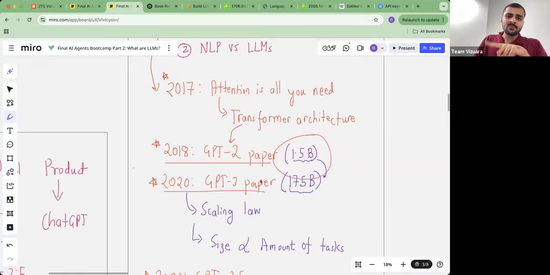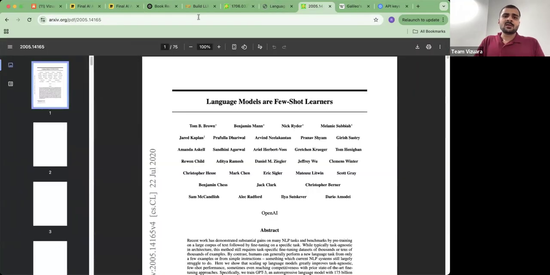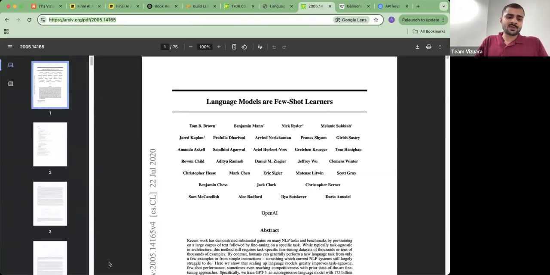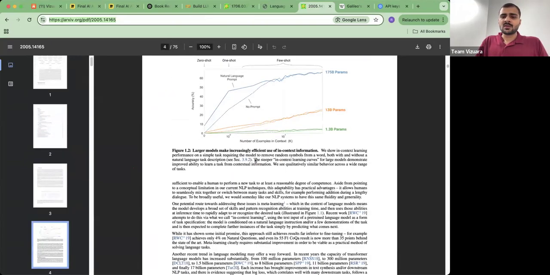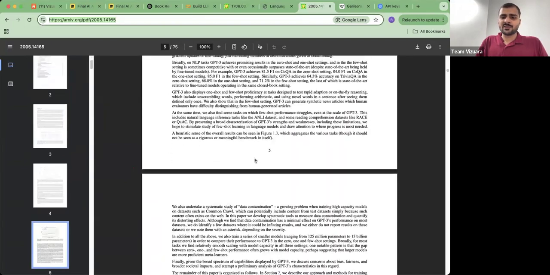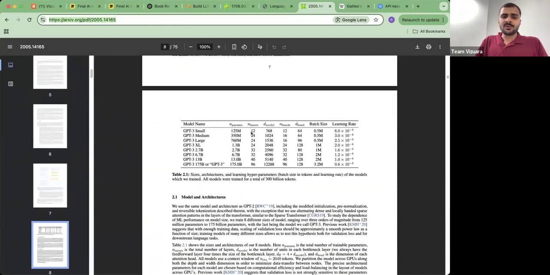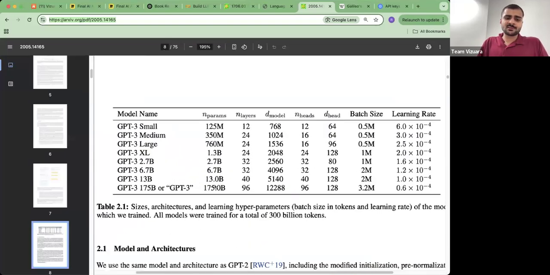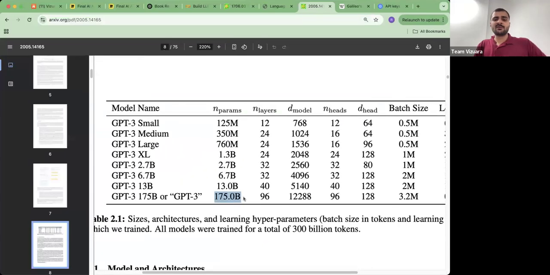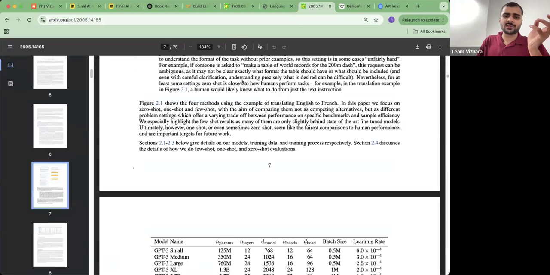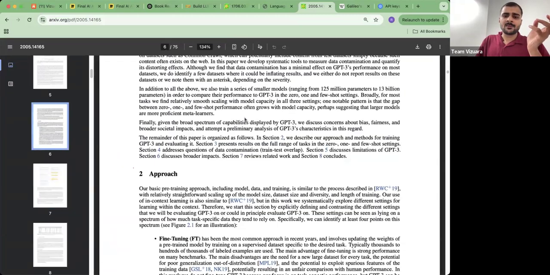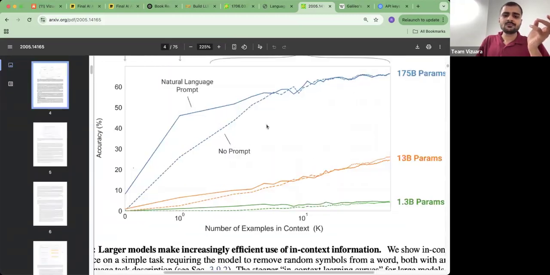Then in 2020 came GPT-3. That's another huge advancement. The reason I call this an advancement is because GPT-3, if you see the size graph in this paper, came in a huge range of sizes, but their largest model was 175 billion parameters. And this was one of the first studies, I believe, which had this one figure, which was extremely important. It's this figure.